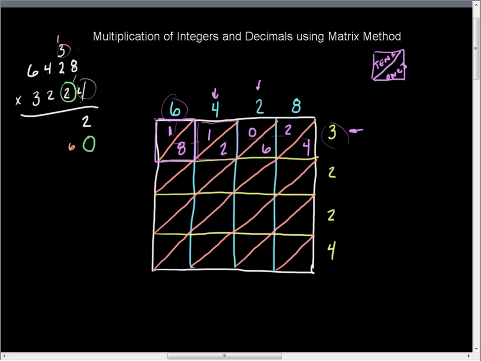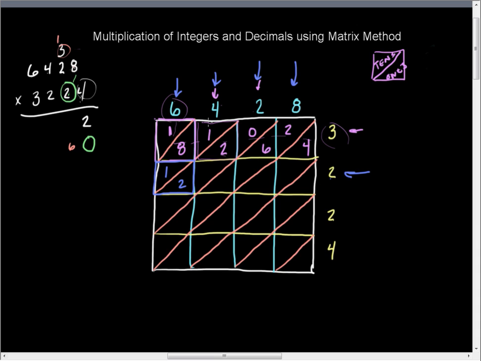Now that I move on to the next row of cells, I'm going to change to a dark blue just so I differentiate what I'm doing. I'm taking all of these columns and multiplying them into this row. So I've got 6 and 2. They match up or intersect at this cell. So 6 times 2 is 12. The 1 ten goes up top and the 2 ones go on the bottom.